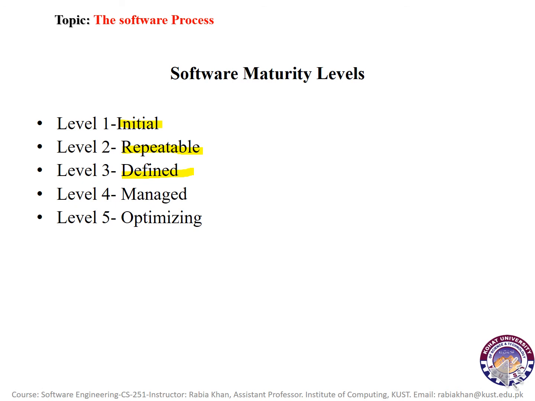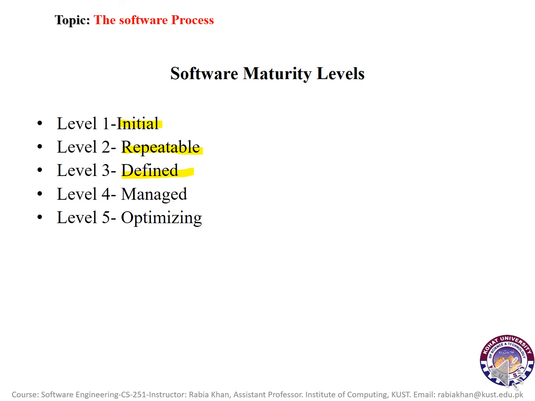Keep in mind, every level carries the benefits of the previous levels. So level 2 is inheriting the characteristics defined in level 1, and level 3 is inheriting the characteristics defined in level 2. So work is getting mature, but still the benefits or the characteristics that we had in previous level are being inherited in next level.